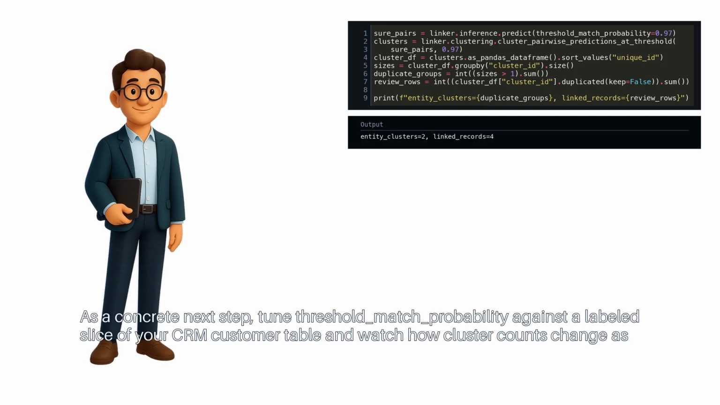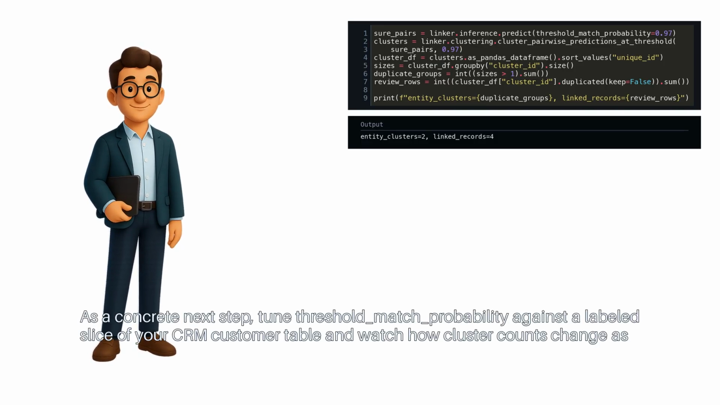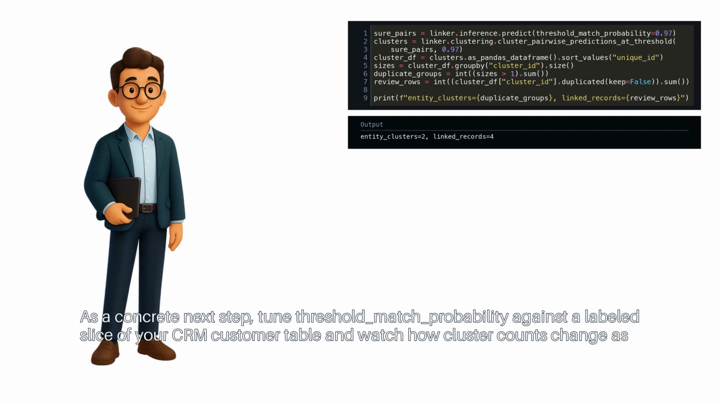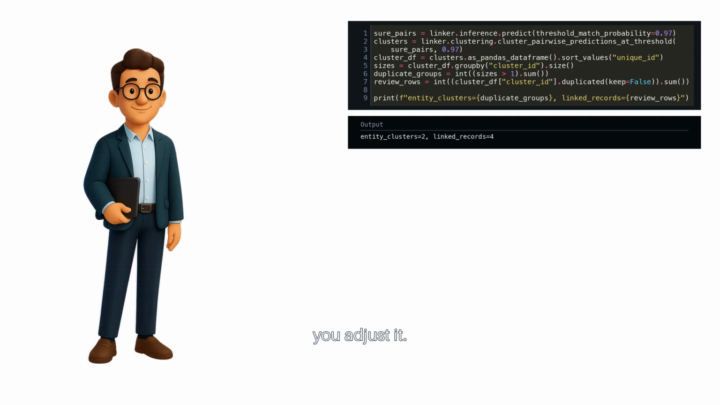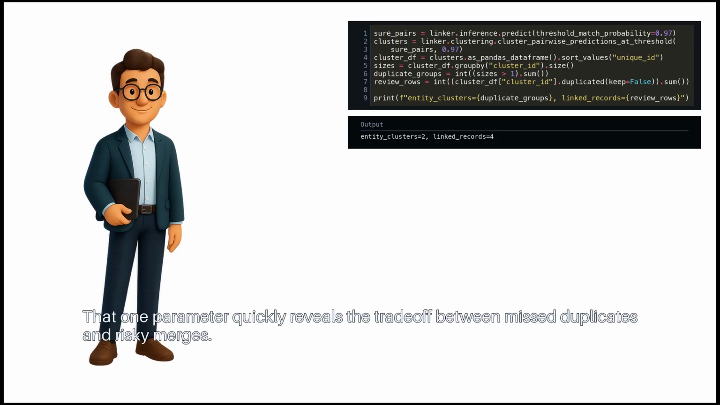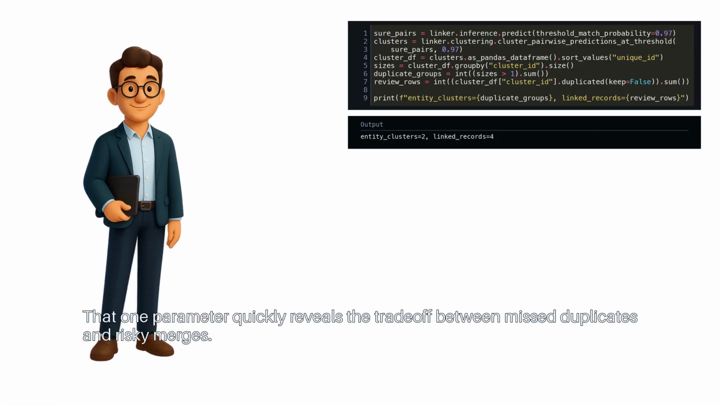As a concrete next step, tune threshold_match_probability against a labeled slice of your CRM customer table, and watch how cluster counts change as you adjust it. That one parameter quickly reveals the trade-off between missed duplicates and risky merges.